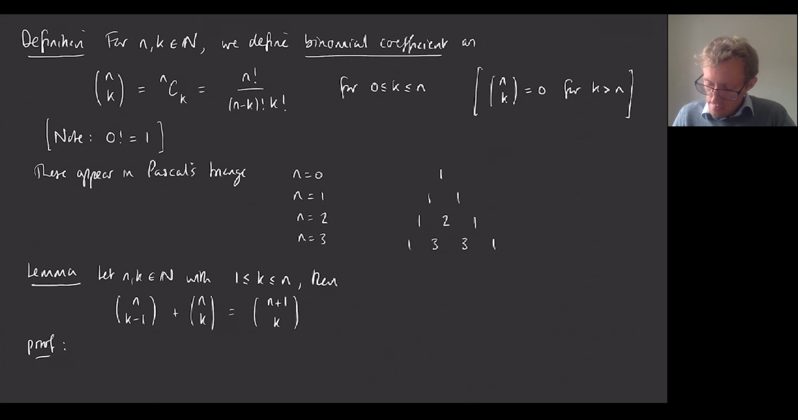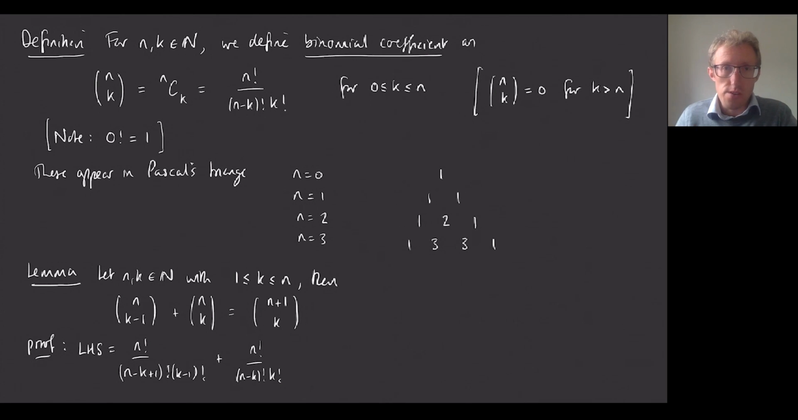So the left-hand side here, just by definition, is n factorial over n minus k plus 1 factorial, k minus 1 factorial, plus n factorial over n minus k factorial, k factorial. And we could put those on a common denominator. Given the factorials, there's lots of stuff in common already on the bottom of those two things. So if I write this on a common denominator, then on the bottom I'm going to write n minus k plus 1 factorial and k factorial.